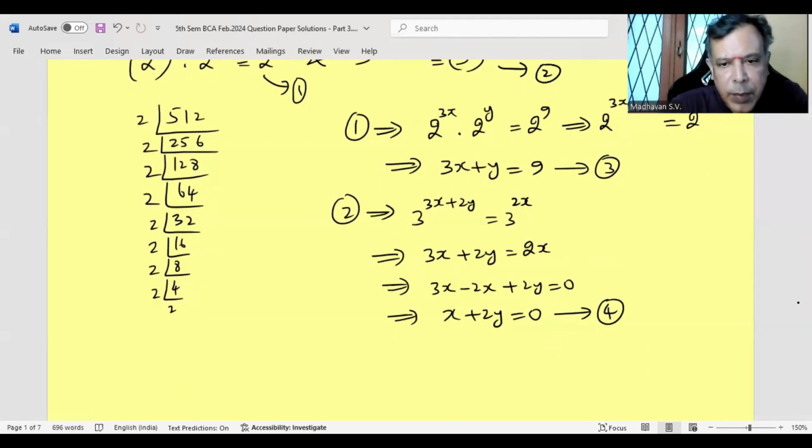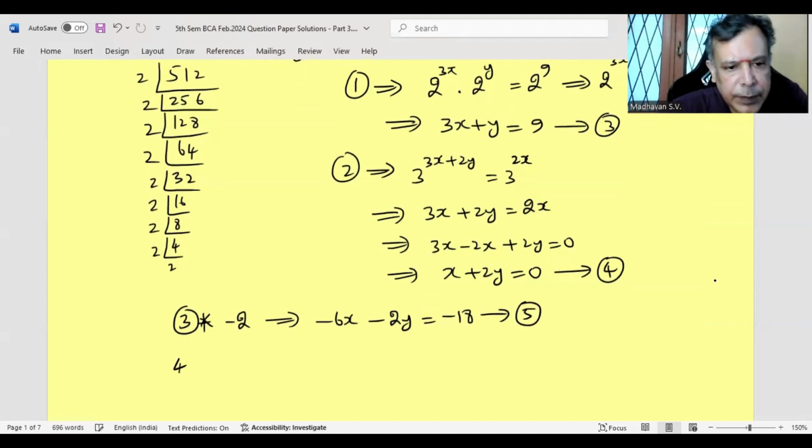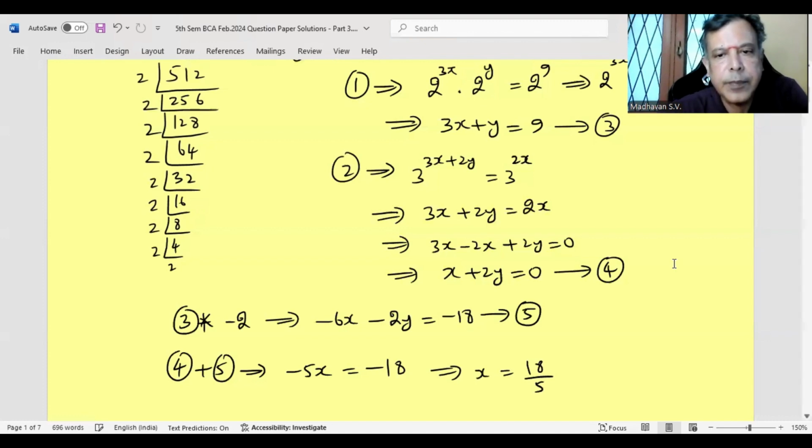Now we will multiply the third equation by minus 2, so that this will become minus 2. Here there is a plus 2. We can then add. So we will get minus 6x minus 2y equal to minus 18. Call this as equation 5. Now we will add 4 and 5. We will get minus 5x is equal to minus 18, which means our x is 18 by 5.